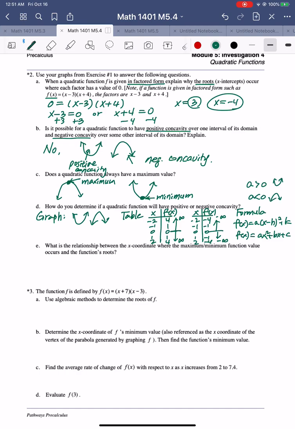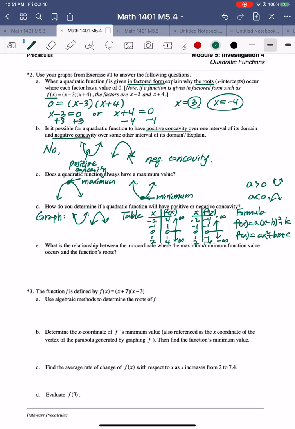E. What is the relationship between the x coordinates where the maximum or minimum function value occurs and the function's roots? Since the quadratic function has a line of symmetry that passes through the vertex, the roots of the function must be equidistant from the x coordinate of the vertex.